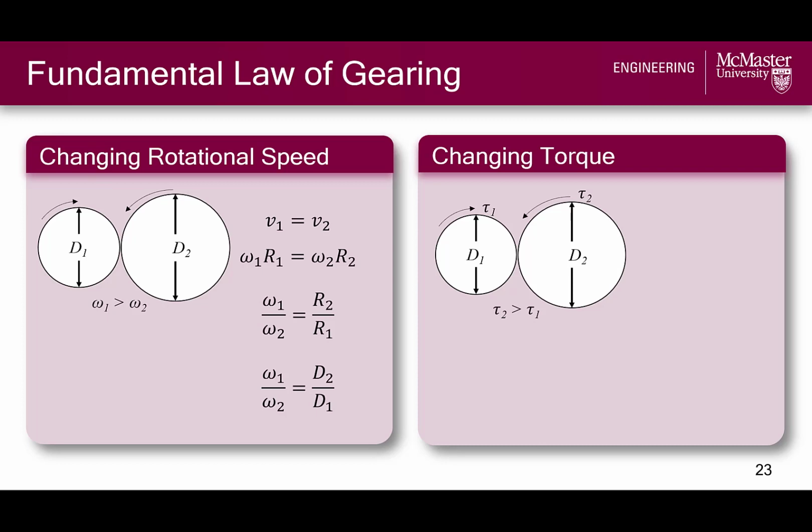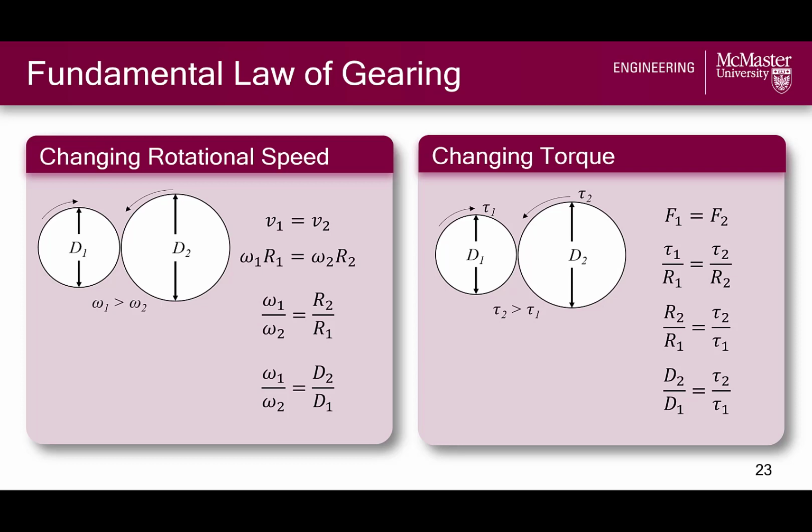which tells us that the step in rotational speed from gear 1 to gear 2 is inversely proportional to the step in diameter, meaning if the diameter goes up, then the rotational speed goes down. We can go through the same derivation to relate the torque ratio to the diameter ratio, starting off by equating the contact forces F1 and F2, and knowing that the torque is equal to F times r. Going through the same procedure, we end up with the equation stating that d2 over d1 equals tau2 over tau1, so a step up in diameter also leads to a step up in torque.